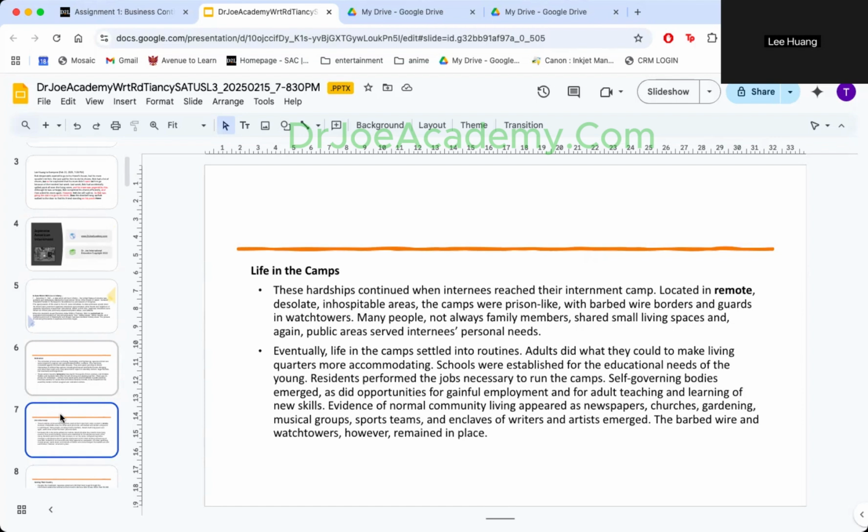Adults did what they could to make living quarters more accommodating. Schools were established for the educational needs of the young. Residents performed the jobs necessary to run the camps. Self-governing bodies emerged, as did opportunities for gainful employment and for adult teaching and learning of skills. Evidence of a normal community life appeared as newspapers, churches, gardening, musical groups, sports teams, and enclaves of writers and artists emerged. The barbed wire and watchtowers, however, remained in place.